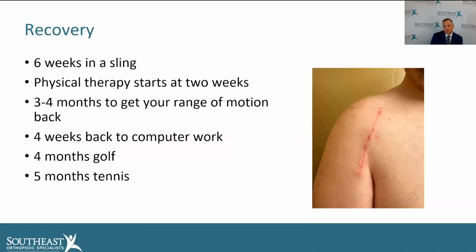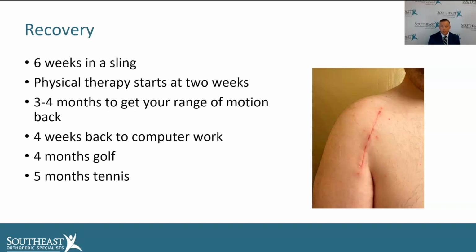Well, because anatomic total shoulder requires the use of a functioning rotator cuff, and we do have to take down one of the rotator cuff tendons to expose the humeral head, which is called the subscapularis, we do have to slow your recovery while we're waiting for that tendon to heal down. So typically you'll be in a sling for about 6 weeks. I'll start physical therapy at 2 weeks. It takes about 3 to 4 months to really get your range of motion back.